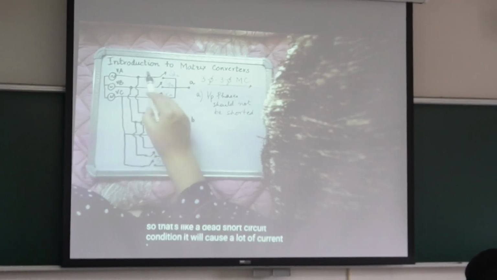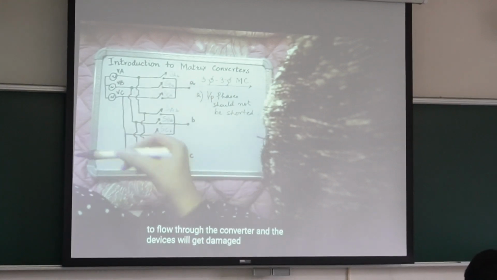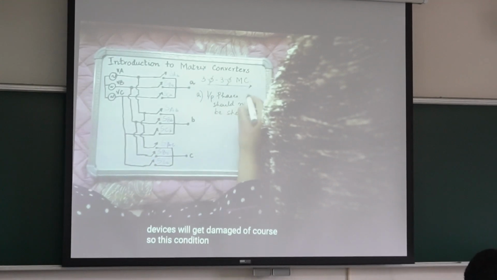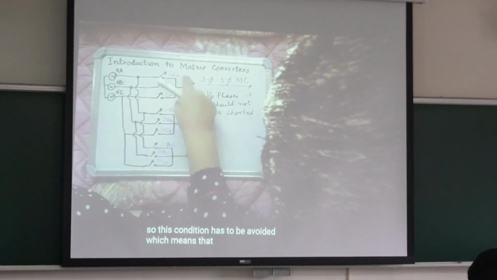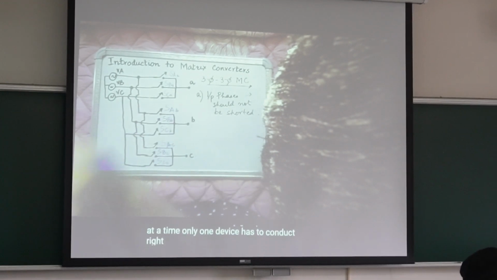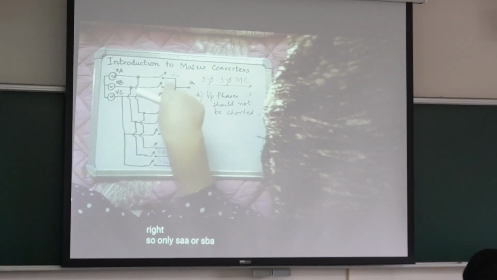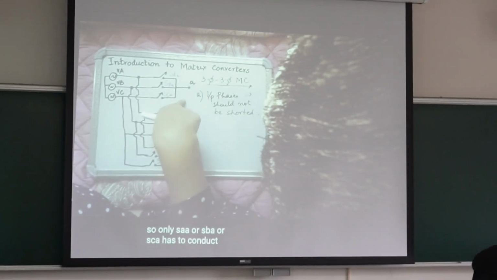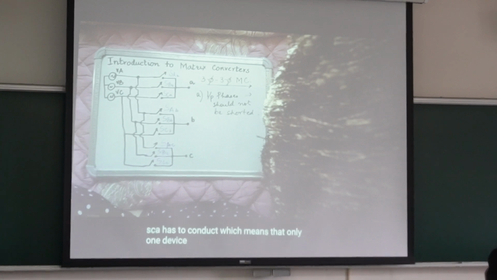It will cause a lot of current to flow through the converter and will damage the two switches. So this condition has to be avoided, which means that in any group at a time only one device has to conduct. So if SAA is on, SBA or SCA has to be turned off, which means that only one device can conduct in each group. Otherwise, the input voltage will be short circuited, and similarly for input B.